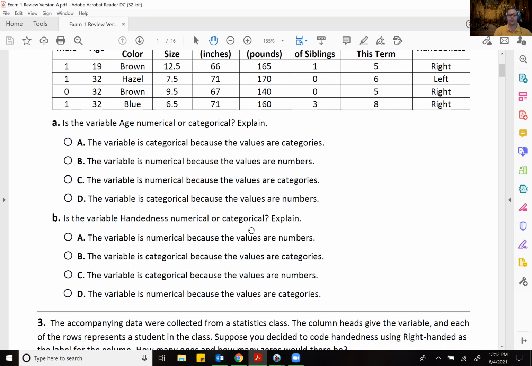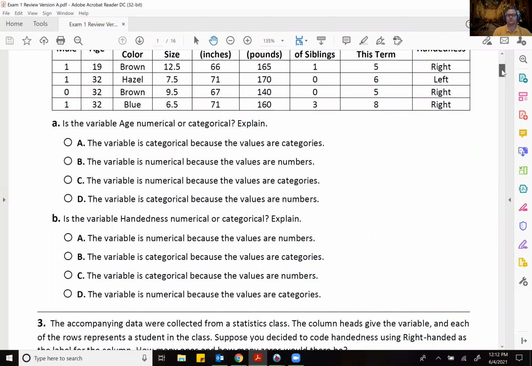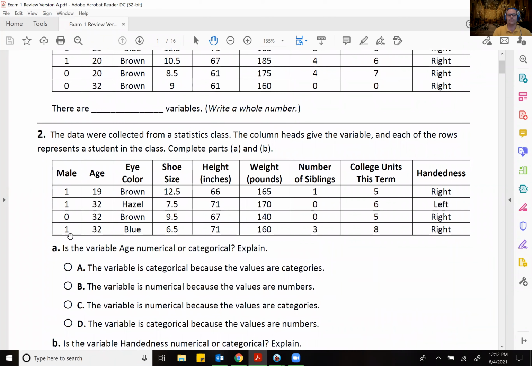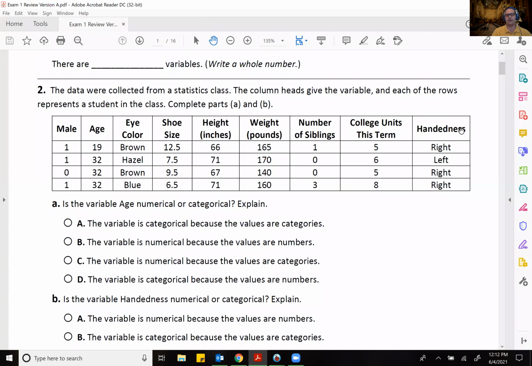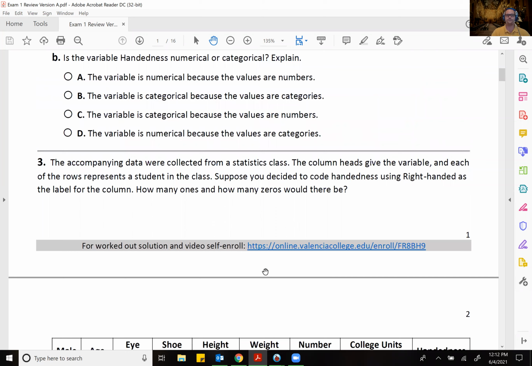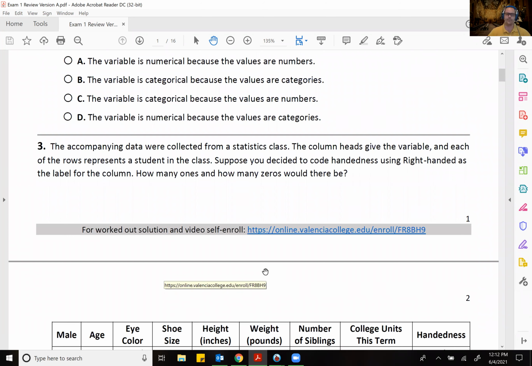Now remember, categories can be like what happened right here in this first column. These are numerical values, but they are coded categorical values. 1 representing male and 0 representing female. So categorical data can be coded as numbers. Just keep that in mind too. We could do that with handedness and code this according to 1s and 0s as well. All right, so question 3.